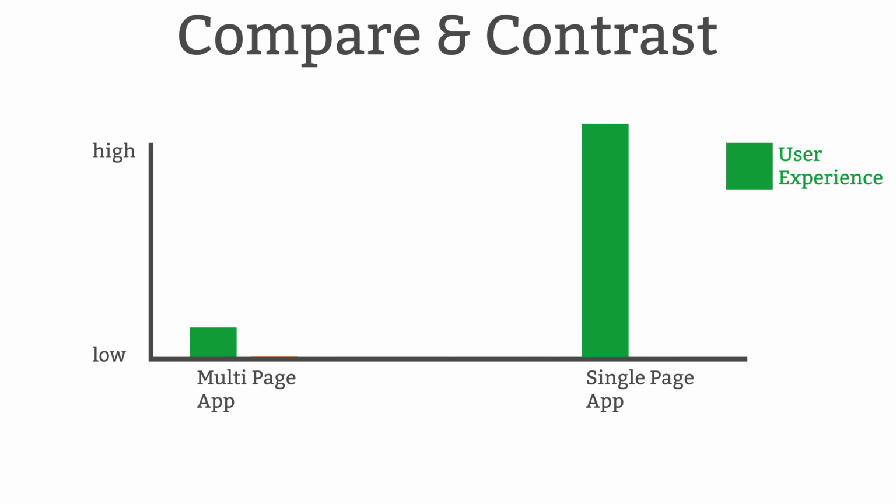Next, I want to consider the complexity for both of these options, starting with multi-page apps. Relatively speaking, the complexity of multi-page apps is pretty low. You're more than likely using just one language on the back end, and the tools you use and the build processes are relatively simple. Now let's consider the complexity associated with single-page apps.